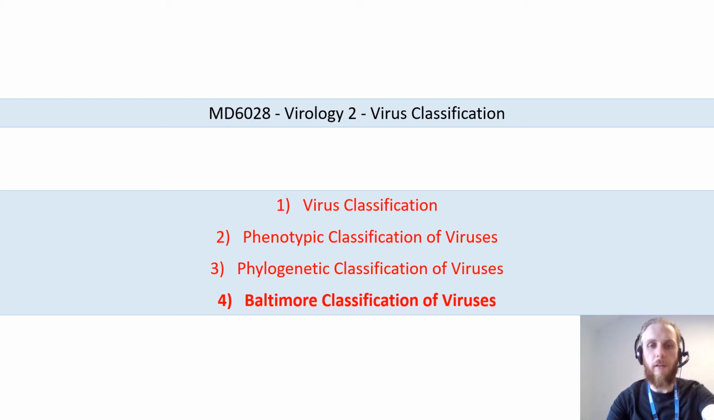Okay, so finally we want to talk about the Baltimore classification system. So this is the final classification system we'll talk about. This is a classification system that was actually created specifically to classify viruses. So again, as we've talked, there are issues with the other classification systems, and Baltimore classification was essentially created as an updated version of classification for viruses.